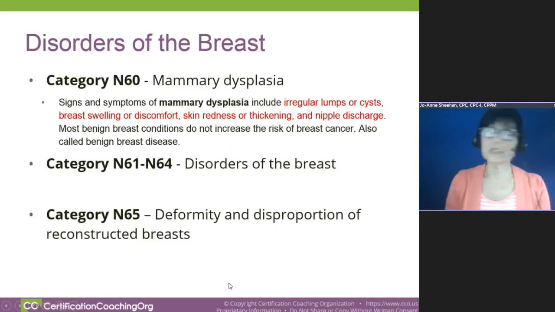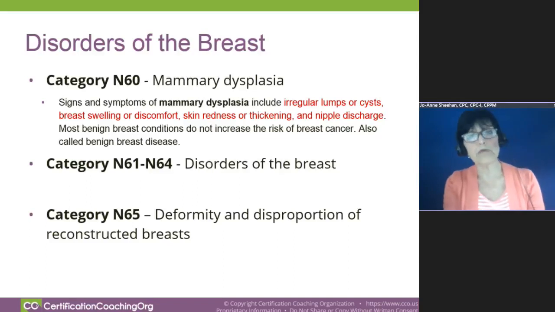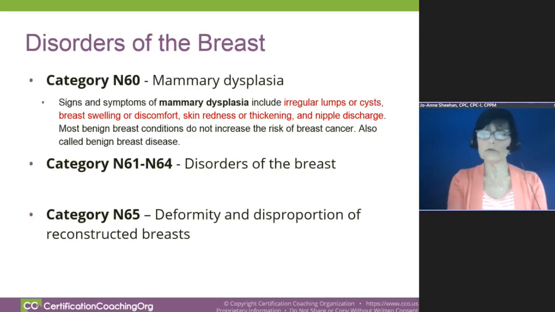Now, when we talk about disorders of the breast, we talk about mammary dysplasia, which is category N60 in the ICD-10 manual. And signs and symptoms of mammary dysplasia include irregular lumps or cysts, breast swelling or discomfort, skin redness or thickening, and nipple discharge. And most benign breast conditions do not increase the risk of breast cancer, and it's also referred to as benign breast disease. In categories N61 to N64, all categories here point to disorders of the breast.